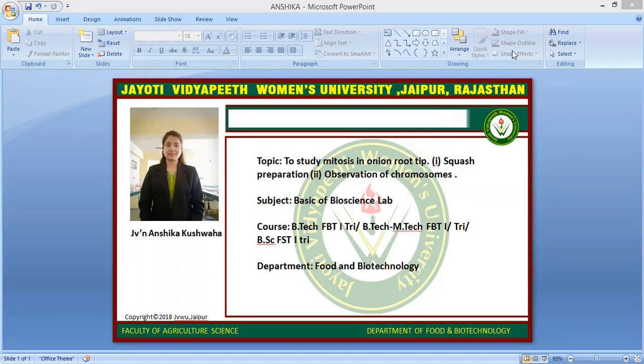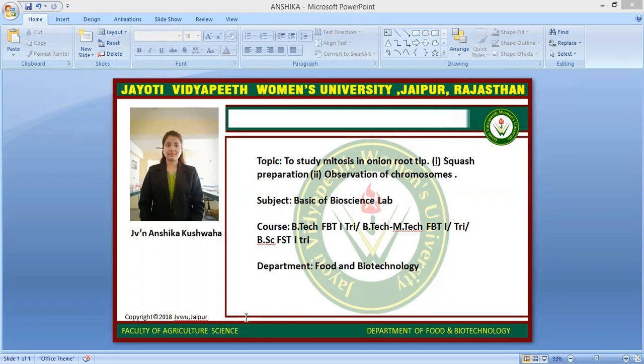Our subject is Basic of Bioscience Lab and today's session is to study mitosis in onion root tip. We have two objectives: squash preparation and observation of chromosomes. So here we start. Our aim is to study mitosis in onion root tip.